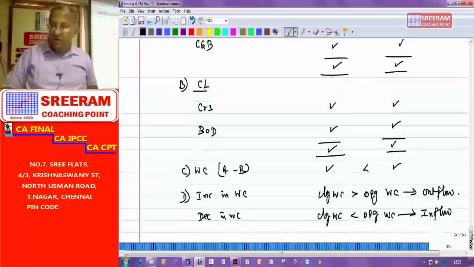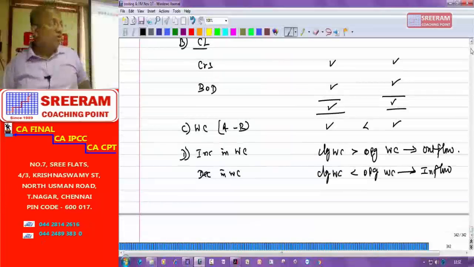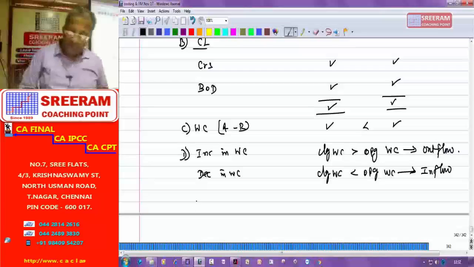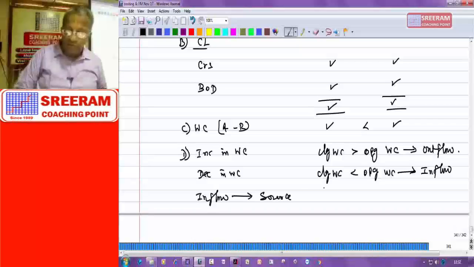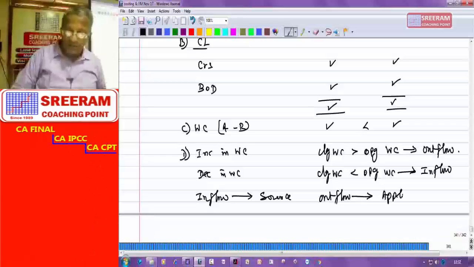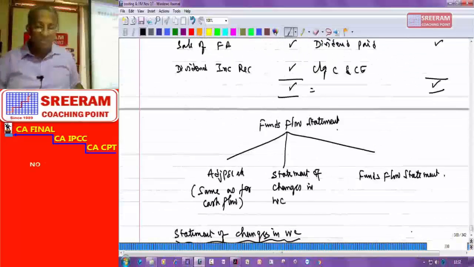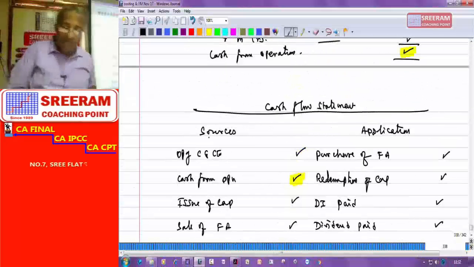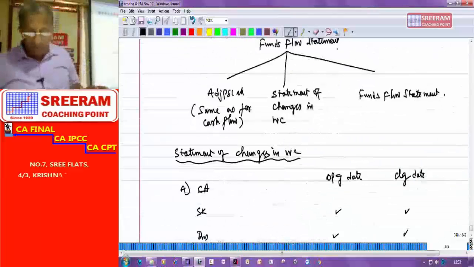This inflow can otherwise be referred to as source. Outflow may be referred to as application. Okay. So from now on, we will use interchangeable terms: inflow, we will put it as source, and outflow will be referred to as application. In fact, in the cash flow statement also, I have titled the left hand side as source, and the right hand side we have called application, that is outflow.